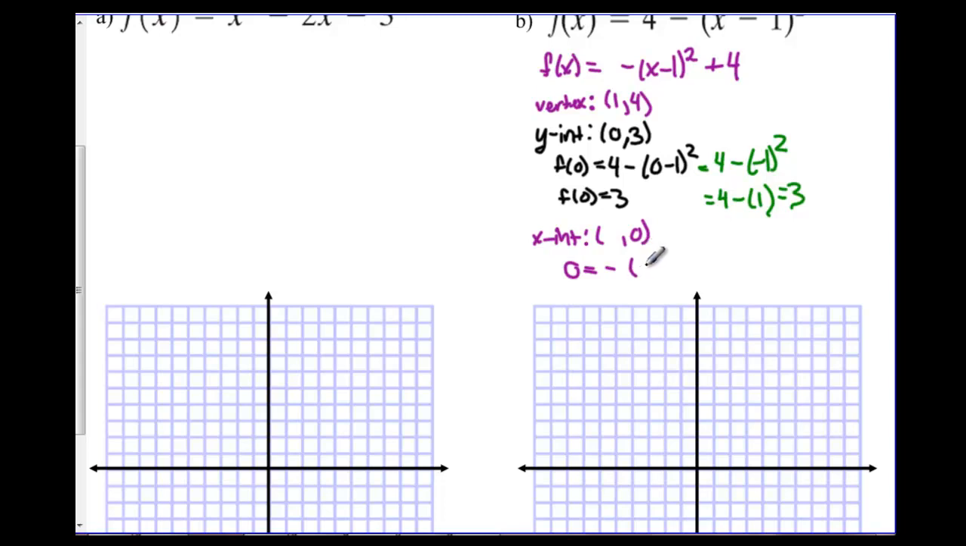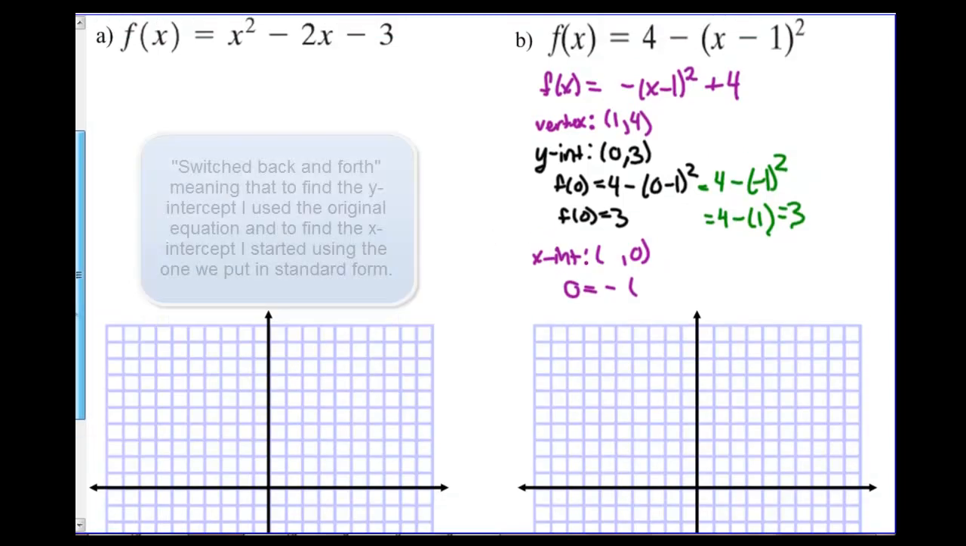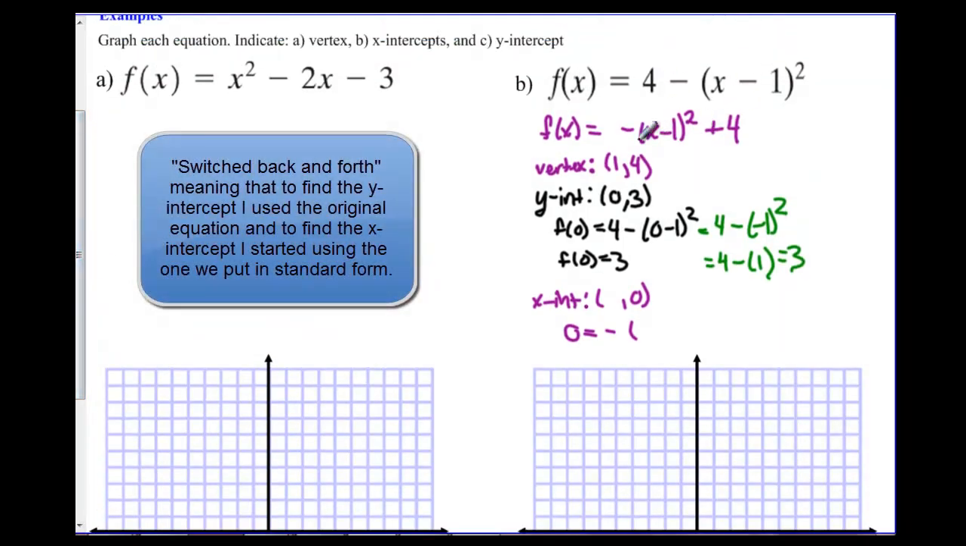Oh, I switched back and forth. Sorry. Are you guys using the top one or the bottom one? Are you guys using this one or this one? Okay. Well, good. I've got half and half. Awesome.